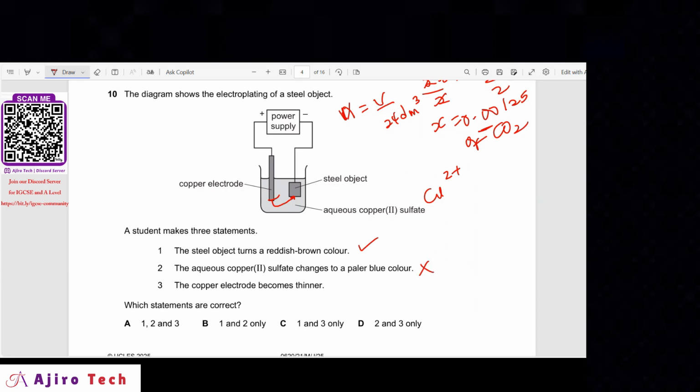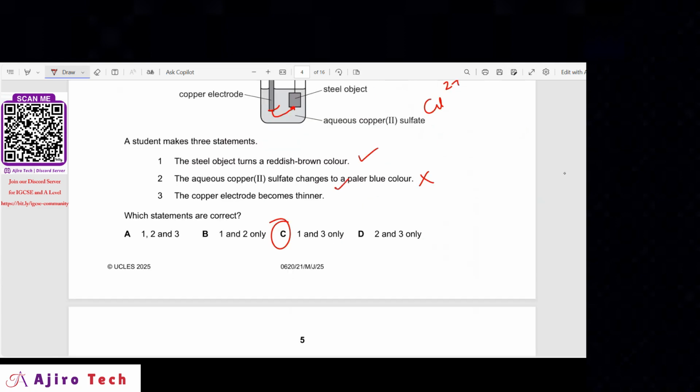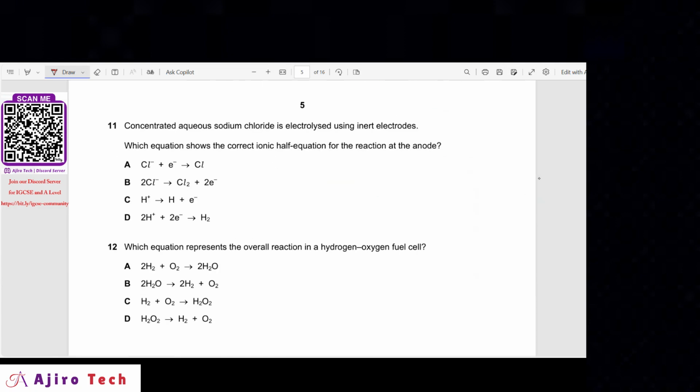Okay, and then the third one says the copper electrode becomes thinner. Yes, that's exactly correct, due to the movement of the ions to the cathode. So 3 is good. So for question 10, we have 1 and 3 to be correct. All right, go to question 11.